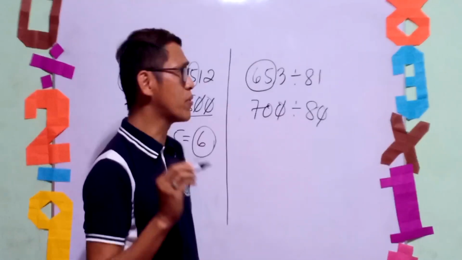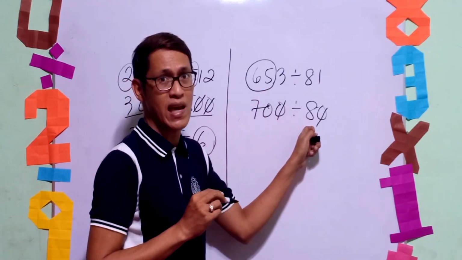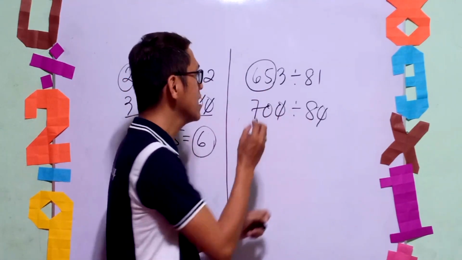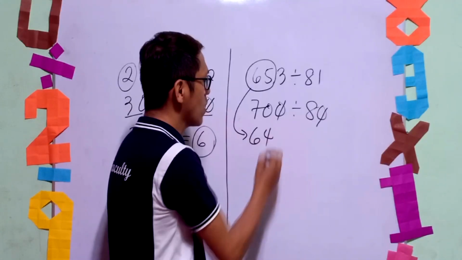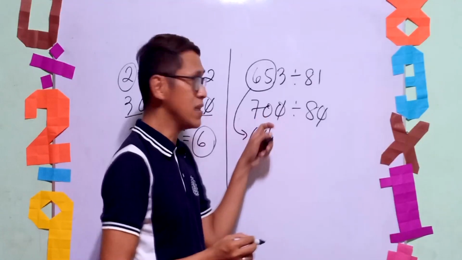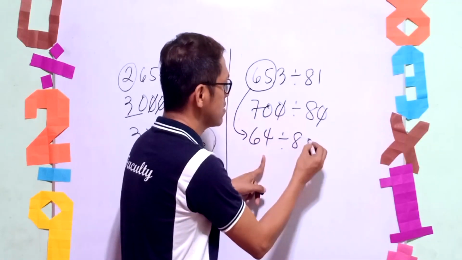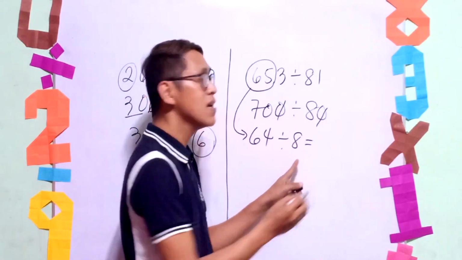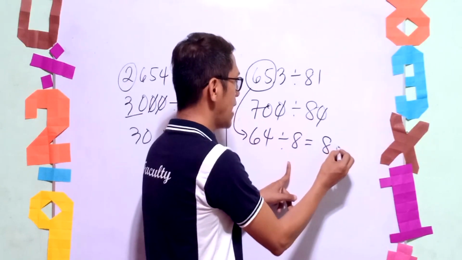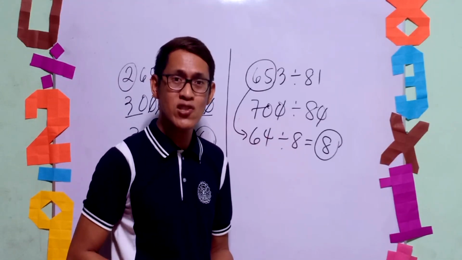So find a number closest to 65 that is compatible with 8, meaning can be divided by 8 easily. And the closest is 64. So instead of using 70, we will use 64 because 64 and 8 are compatible numbers. So if you divide this, that will give you 8, right? So 8 here is our estimated quotient.